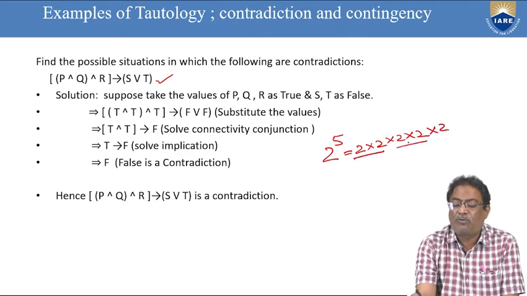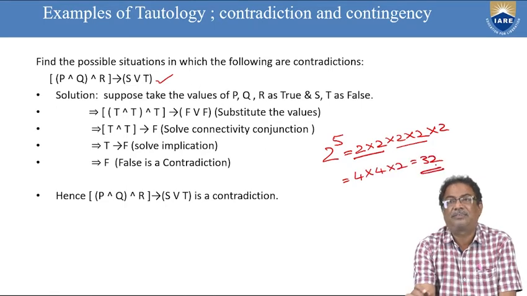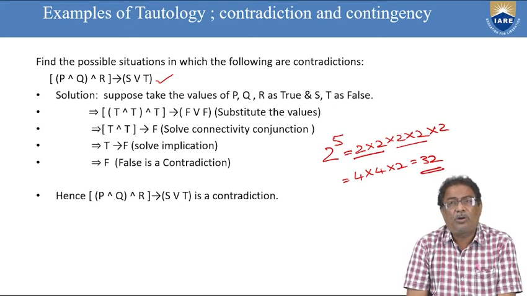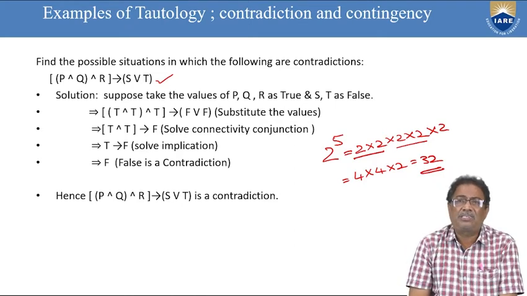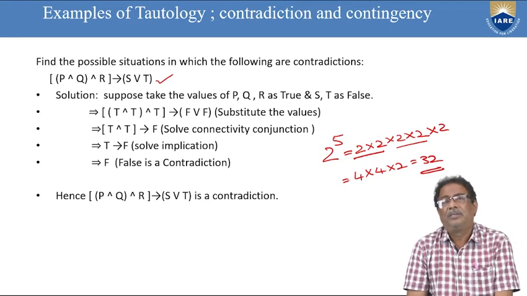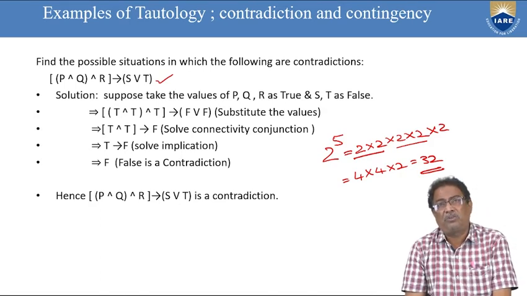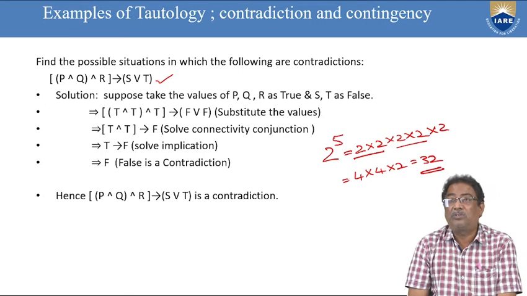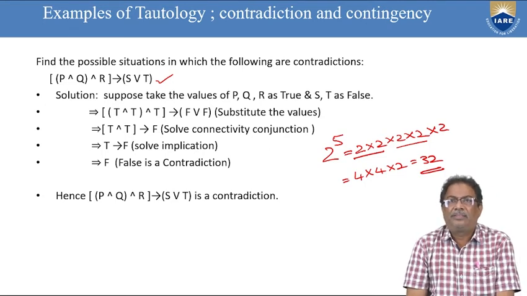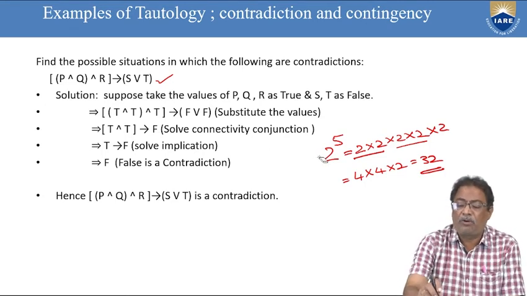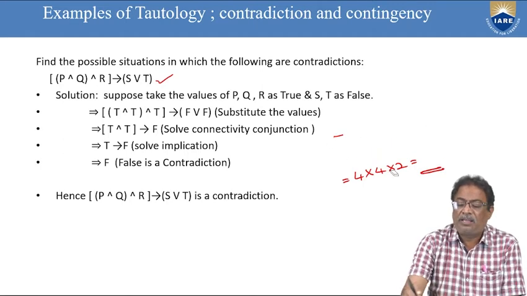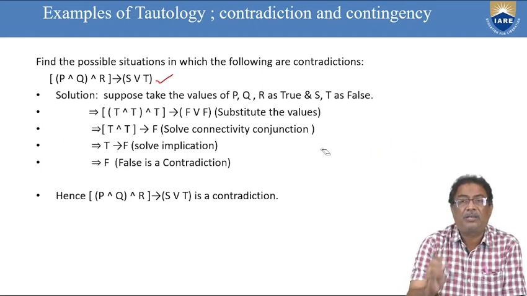4 and 4, 16. 4 into 4 into 2. So 32 combinations we are going to get. With 32 combinations, constructing a truth table is very difficult. So it is simply asking, and we are not going to verify, we are just saying what the possible situations are, so that the compound proposition is a contradiction. For that we are going to calculate.